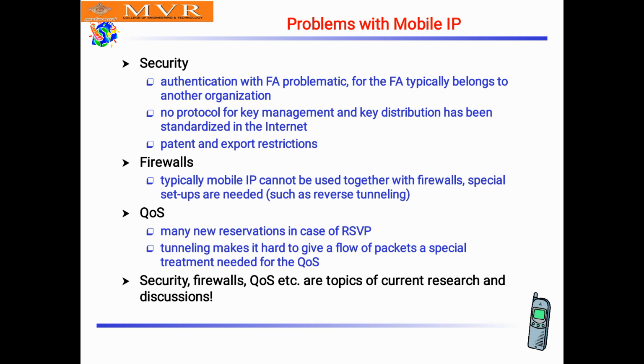The problems with mobile IP are security, firewalls, and QoS, quality of service, and so on. Here, for security, the authentication with the foreign agent is problematic, and no protocol for key management and key distribution has been standardized in the internet. Firewalls are typically a problem: mobile IP cannot be used together with firewalls, and special setups are needed. For QoS, many new registrations are needed in case of RSVP, and the tunneling makes it hard to identify a flow of packets. A special treatment is needed for quality of service.